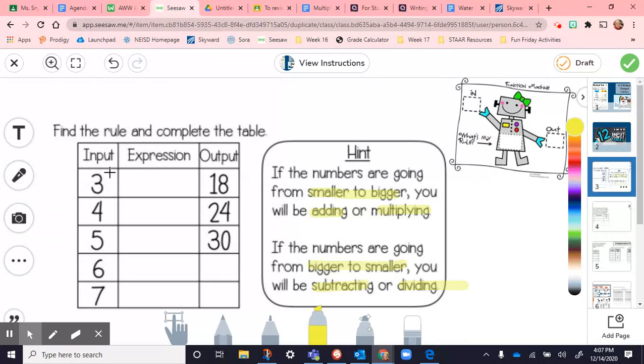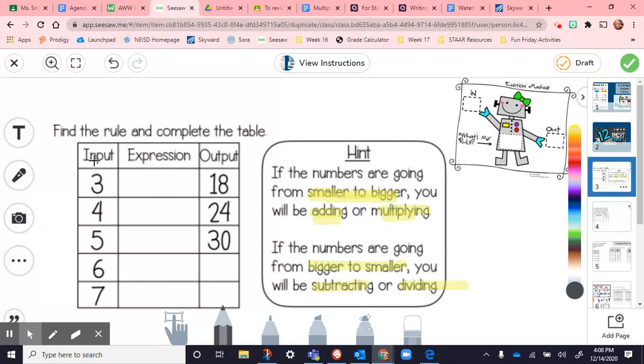So here, we start with the input. Look at this little robot. You start with the input. Then we're going to be finding out this rule, and then out comes the output. So here we're starting with 3, and our output is 18. So we're going from smaller to bigger. So we're either going to be adding or multiplying in this middle part here.